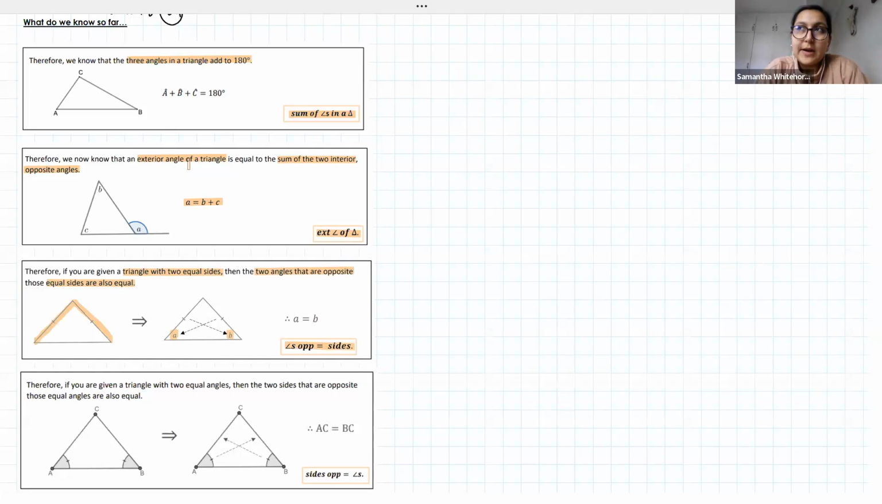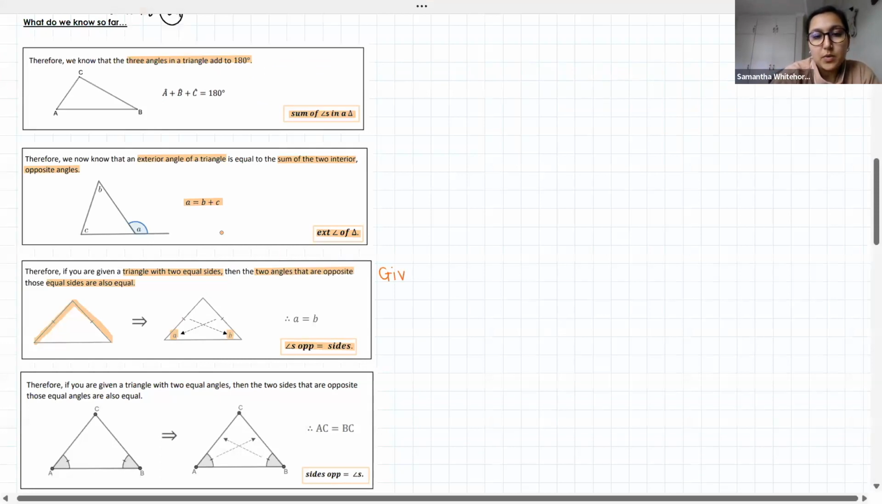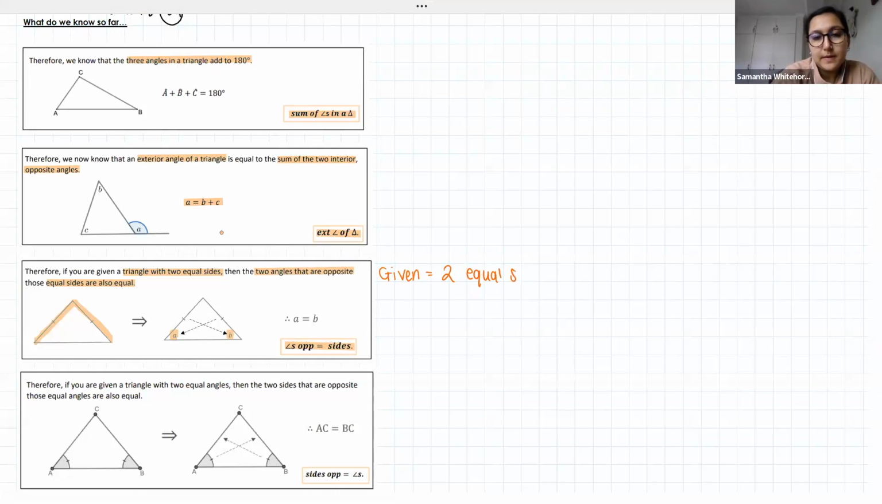This last reason is then, or was then, our first converse reason, where we looked at working in the opposite direction of angles opposite equal sides. So angles opposite equal sides, remember, I'm just going to actually write this down on the side because sometimes it's easier to visualize it like this. Angles opposite equal sides, what we are given are 2 equal sides. And so therefore we can say the angles opposite are equal.